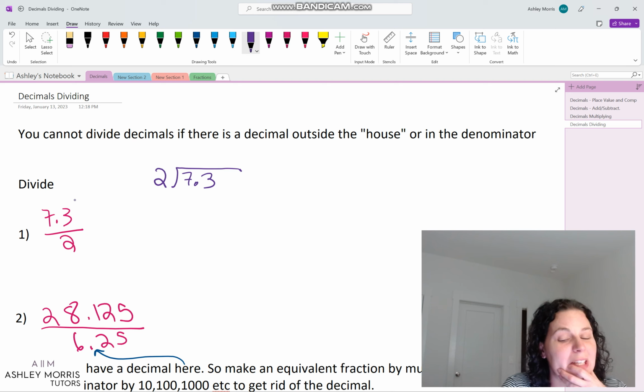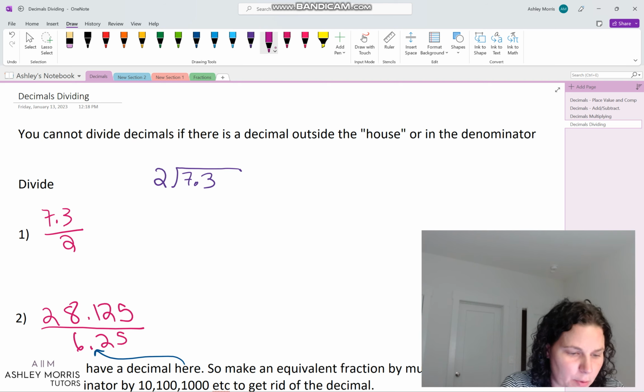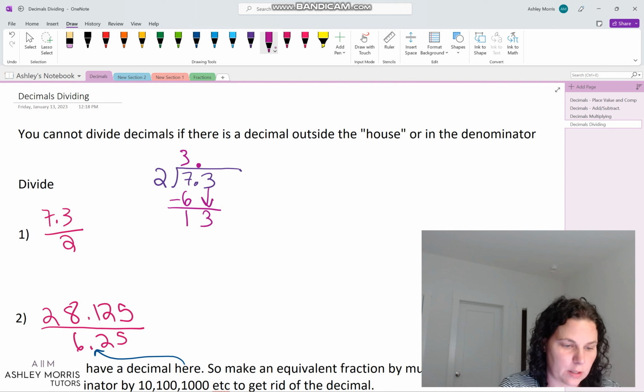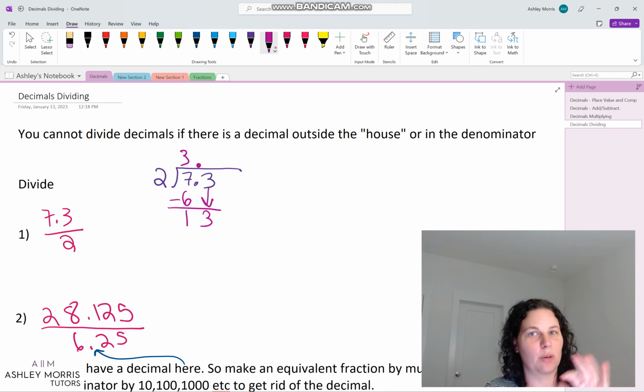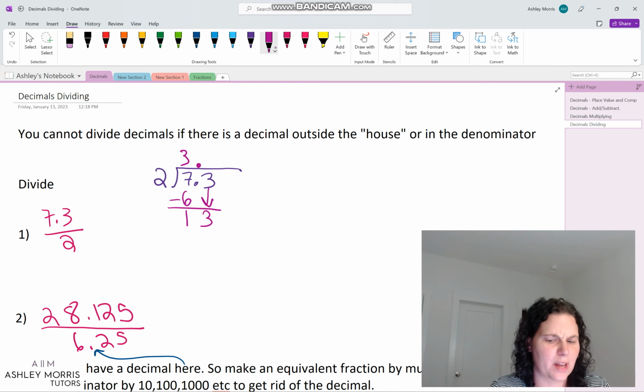Now you have to be really careful lining up your numbers for this. A lot of people like to put the decimal in there to begin with. So I'm staying on the left of the decimal. 2 goes into 7 3 times. 3 times 2 is 6. Subtract, and I have 1. Bring down the 3. We've already taken care of that decimal. We don't need to do anything else with it for now or ever.